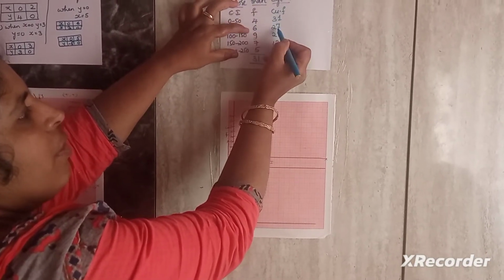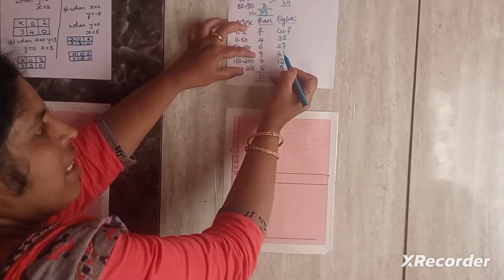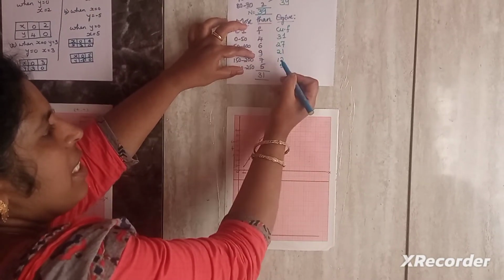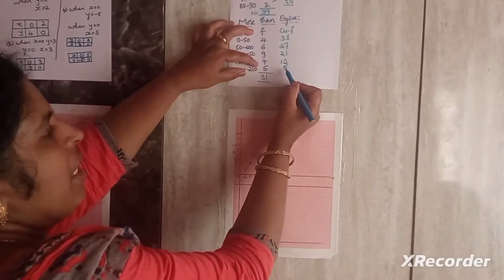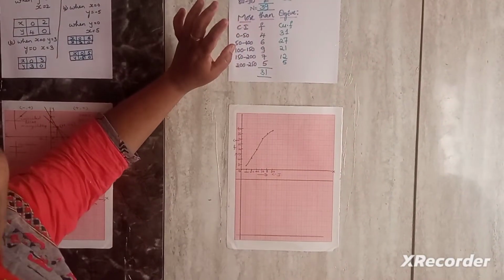31 minus 4, 27. 27 minus 6, 21. 21 minus 9, 12. 12 minus 7, 5. Okay. One method.